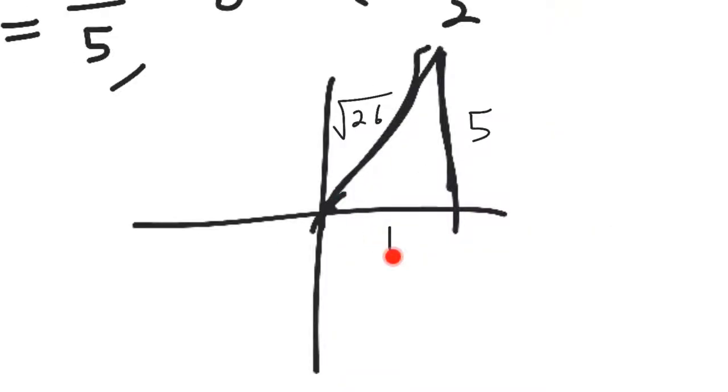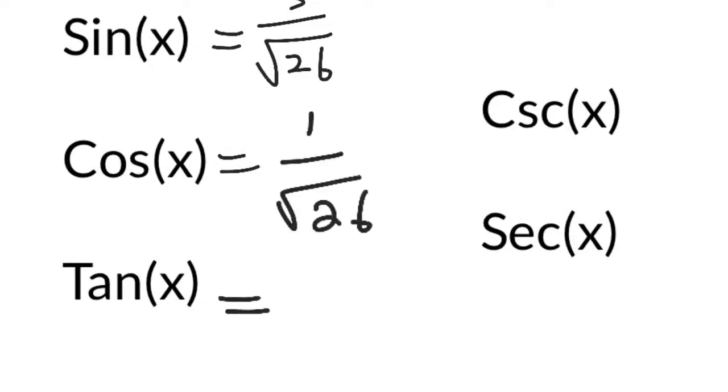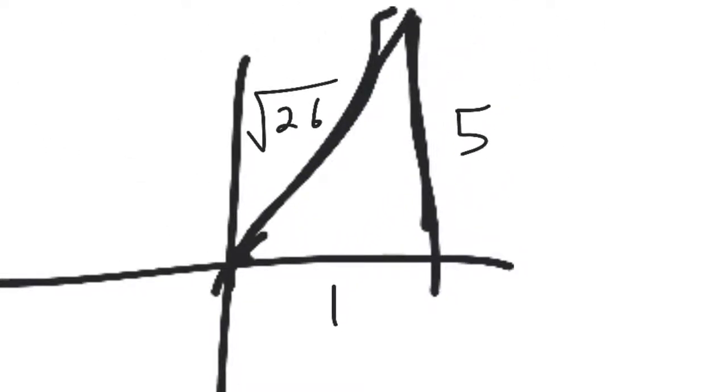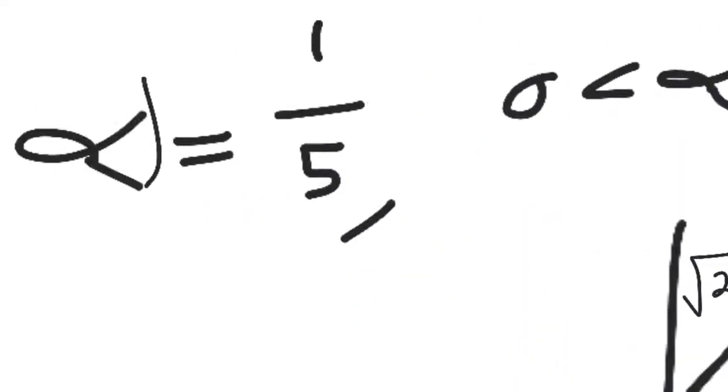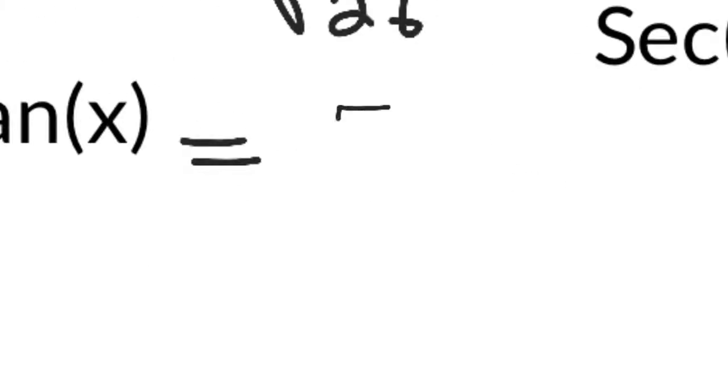Cosine means we take the adjacent, divide by hypotenuse. So 1 out of square root of 26. I think I said 126, but that's obviously square root of 26. And tangent would be the opposite divided by the adjacent. So it's just the reciprocal of what we were given for cotangent: 5 over 1, which is just 5.